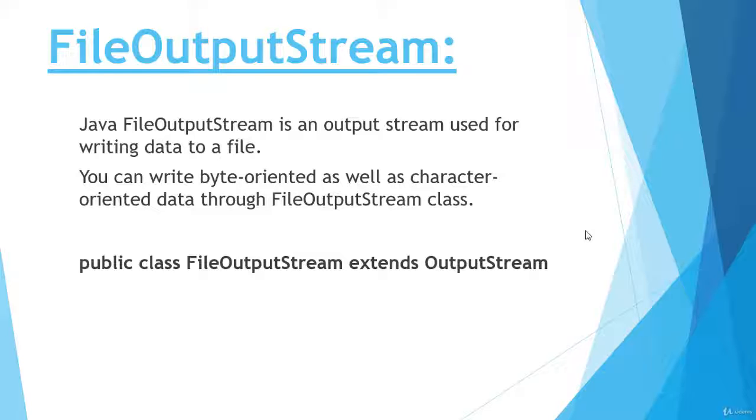So FileOutputStream. Java FileOutputStream is an output stream used for writing data to a file. We know that we use this class to write our data in the file. You can write byte-oriented as well as character-oriented data through the FileOutputStream class. This means that we can write our data through bytes, and also we can write our data by character. Now the FileOutputStream class extends the OutputStream class. Definitely this is the child class of OutputStream.